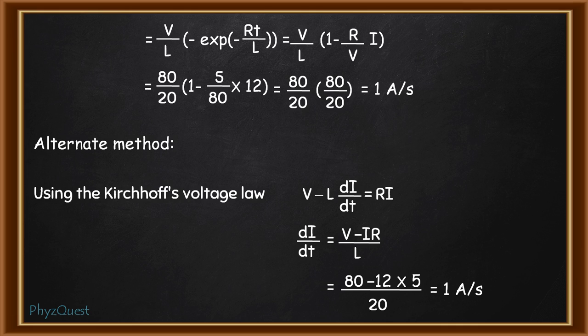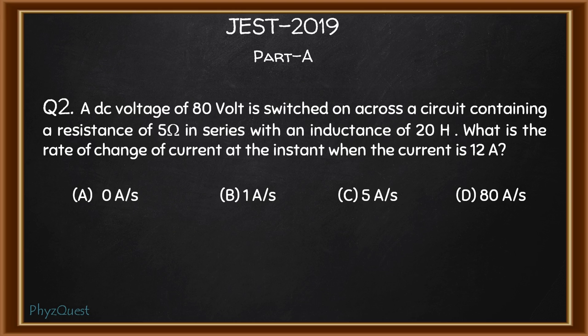So this approach can save a lot of your time, because you can directly solve this answer. Otherwise, if you use that relationship and then find it, it may take a bit of time. So ultimately your answer is 1 ampere per second. Now let's look at the options. If you look at the options here, option B is the answer we have got. So the correct answer for this question is option B. Thank you.